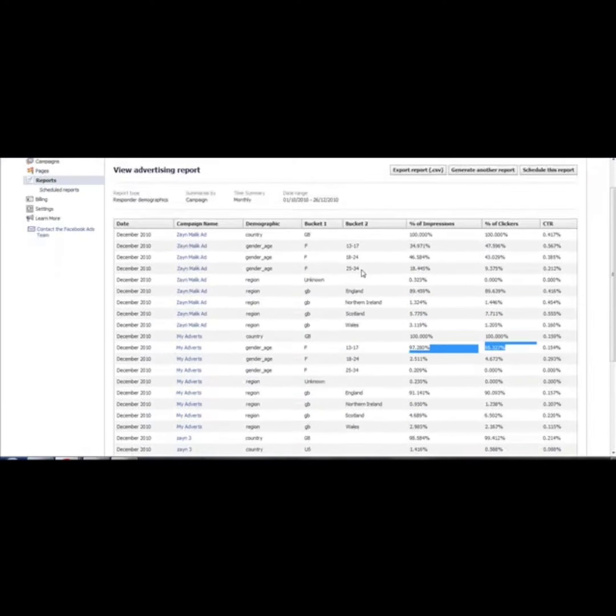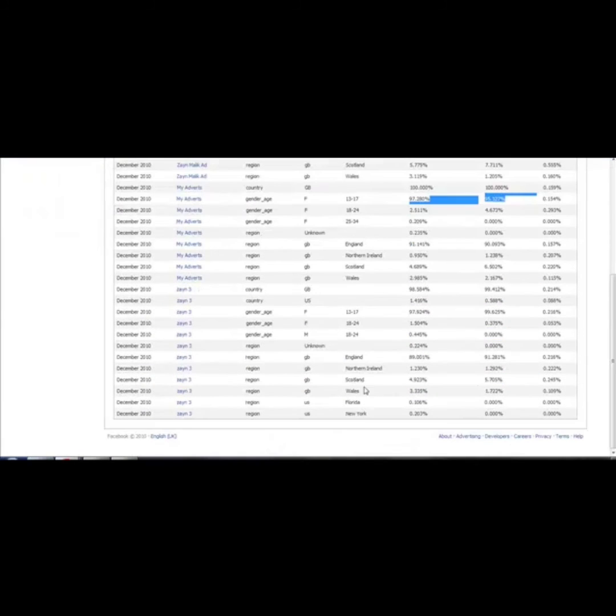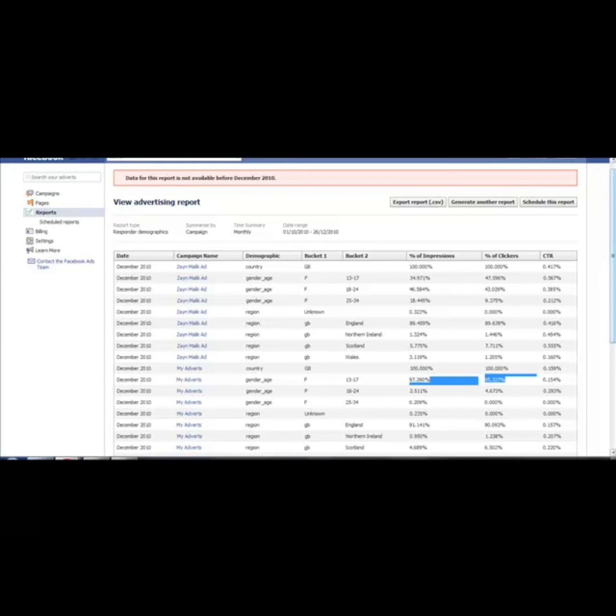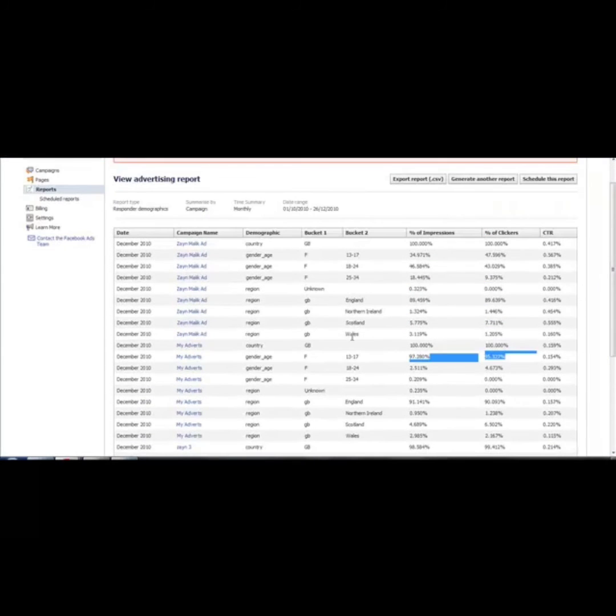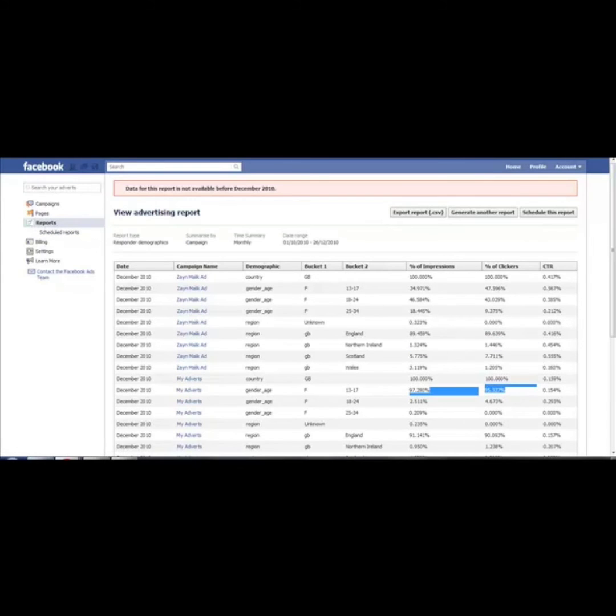Again, we can see the region. So we even had clicks from New York and Florida. Wow, so that means it must have spread virally. Okay, so we got England, Northern Ireland, Scotland, Wales. Again, the demographics of the ad. So again, we can see that this ad was pretty popular, the final ad. Let's just go back.